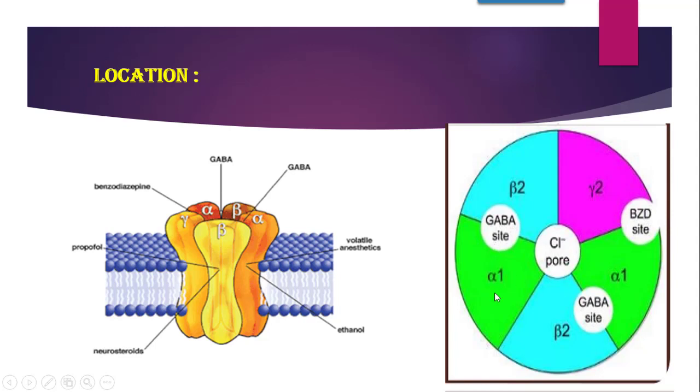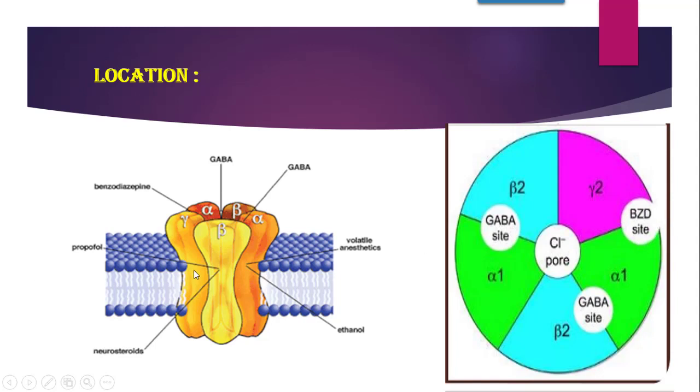Here, at the alpha and beta subunit there is a GABA site, that means the attachment of GABA will take place over here at the GABA receptor. Again, it is on the same kind of subunit pair, the immediate next, that is another alpha and beta subunit. So these are the GABA binding sites present on the GABA A receptor. Then the site located between the alpha and gamma subunit is the benzodiazepine site.